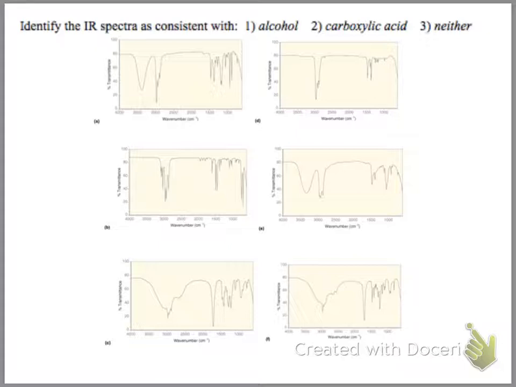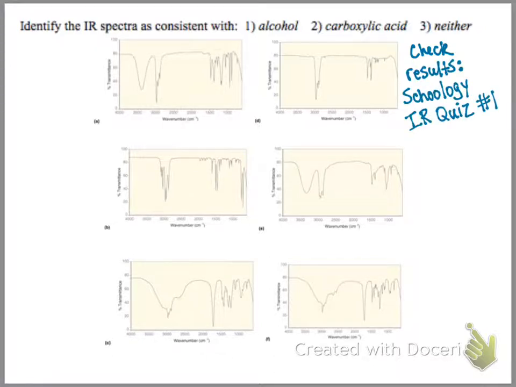Okay, so there's some practice for you to do in Schoology. There's 3 quizzes. I divided them up. They're straight out of the notes, so if you want to work through them on the notes and then go into Schoology to check your results, you can. For these pictures, you're choosing between, is it an alcohol or a carboxylic acid, or is it neither? Those are your 3 choices.